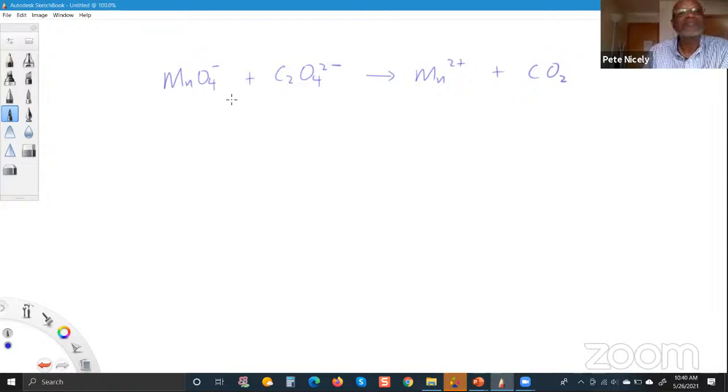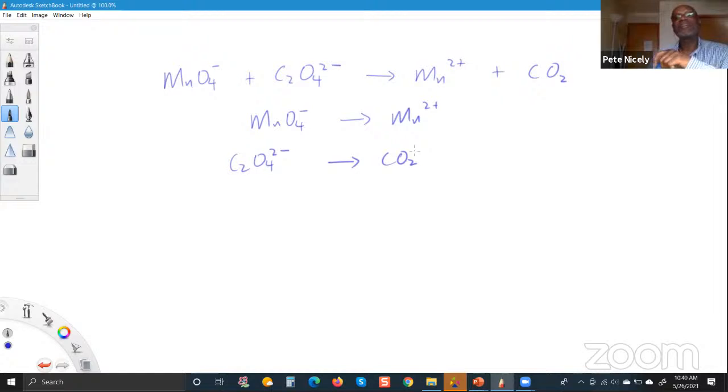Now, if you recall what we did in the first example, the very first step is that we separate this equation into two half equations. So one half equation is going to be MnO4 minus to form Mn2 plus, and then C2O4 2 minus to form CO2, all right? So that's the first step.